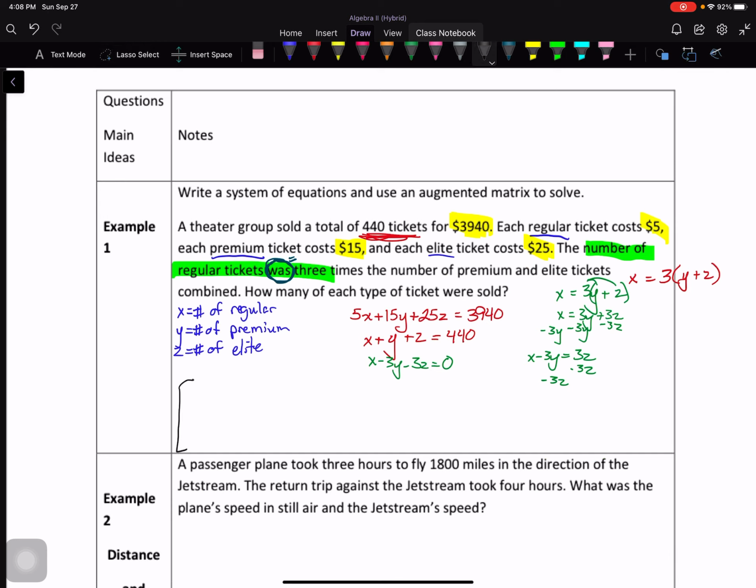Now we can set up our augmented matrix. So we will have 5, 1, 1 for the X's. 15, 1, negative 3 for the Y's. 25, 1, negative 3 for the Z's. Draw that bar for where the equal signs are. And then we have 3,940, 440, and 0. And then from here, it is just calculator work to figure out how many regular, premium, and elite tickets. So I will post a video on the calculator instructions. Make sure you take a look at that. And then I'll try it with this matrix and see what the answer should be.